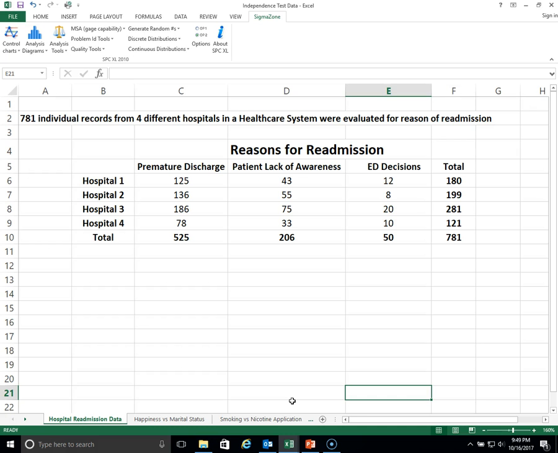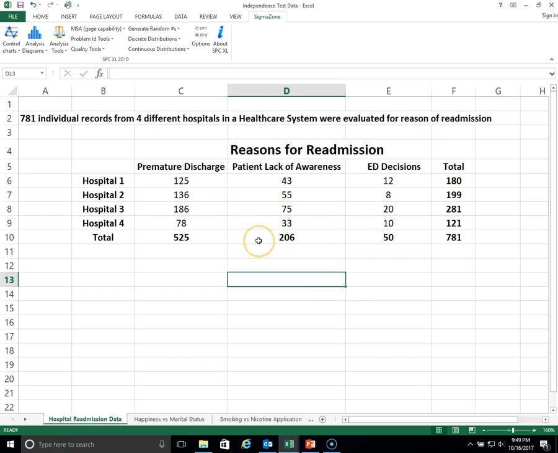And there were 3 categories under the reasons for readmission: premature discharge, patient lack of awareness, after discharge did not know who to contact, and the third category is ED decisions. That is, emergency department decisions. The 4 hospitals are down the side, so we have 4 rows and we have 3 columns in this setup. You can see the total there, 781, the subtotals of premature discharge and so forth. In other words, there were 125 patients from Hospital 1 that were deemed to have a premature discharge, and so forth. So you can see the cross classification here.